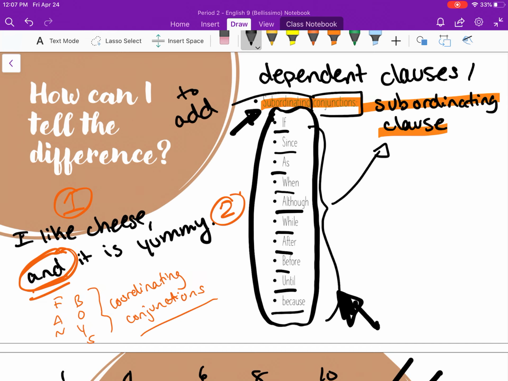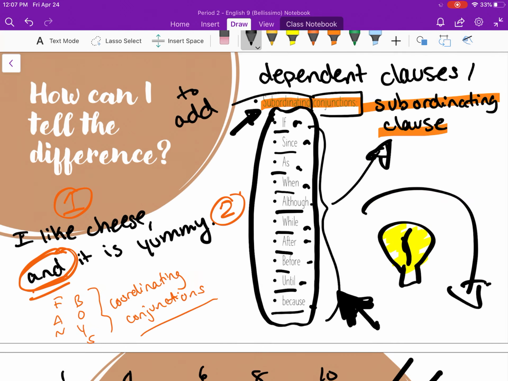Do you know what these words are? As soon as you see them, they should kind of set off a little light bulb in your mind. Something, that's a dependent clause and you should be aware of it. So if, since, as, when, although, while, after, before, until, because. Okay. If you'd like, you could pause the video here and write these down. This might help you with your work that I've given you this week.